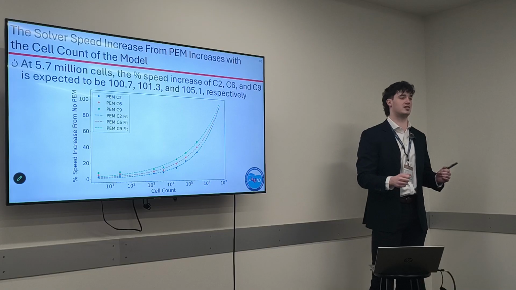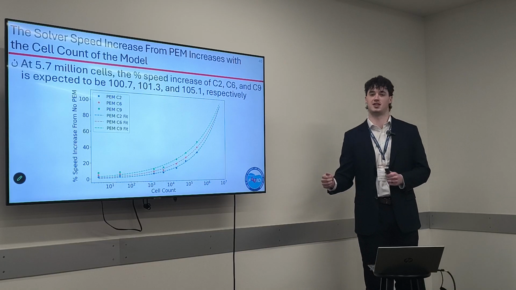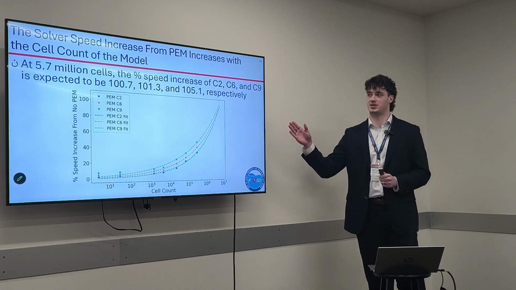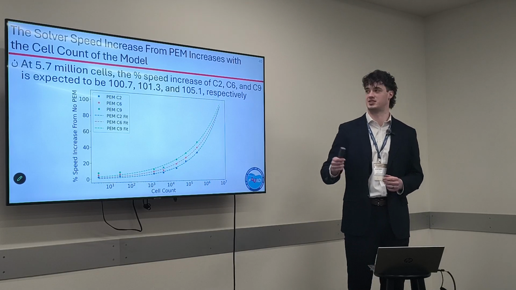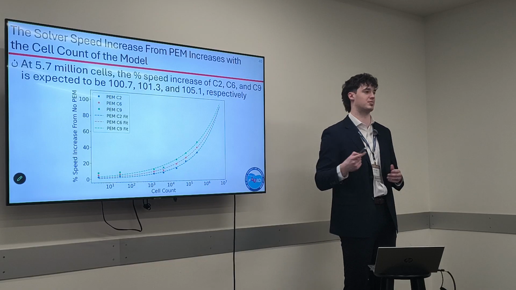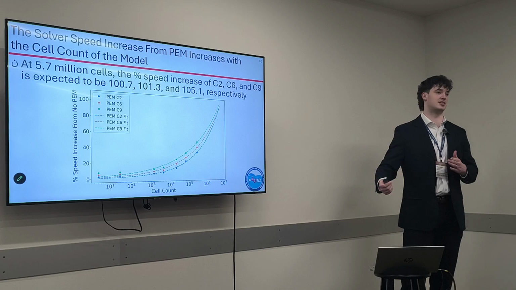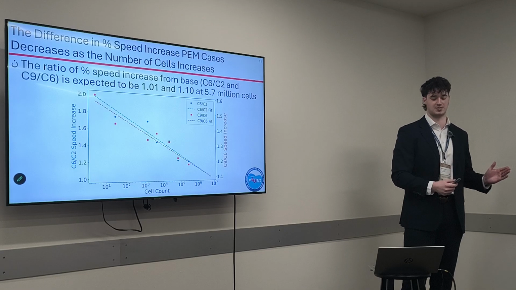And we put fit curves on these up to 5.7 million cells because that is our full reactor cell count. And that predicts speed increases of about 100, 101, 105%. So that is much better, and we'd be taking off a potential year from our simulation if this is scalable.